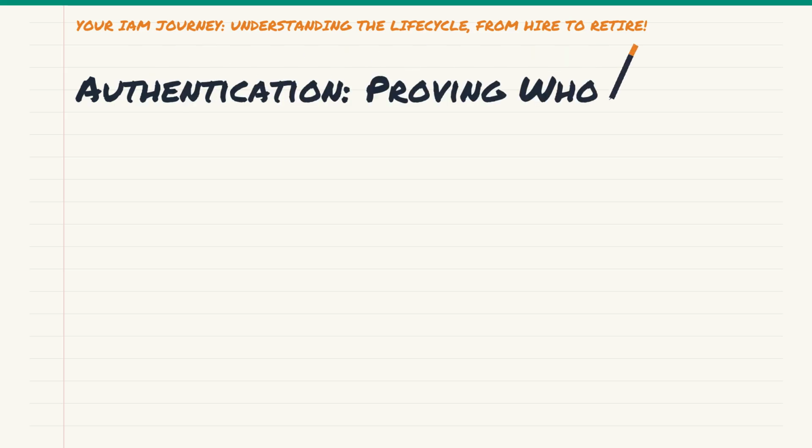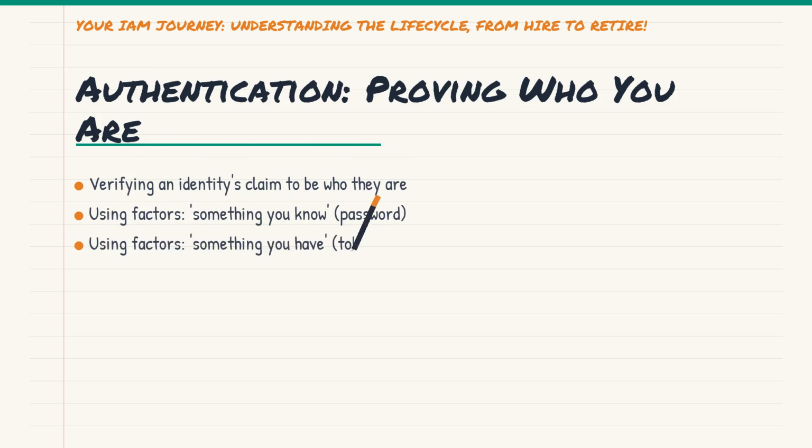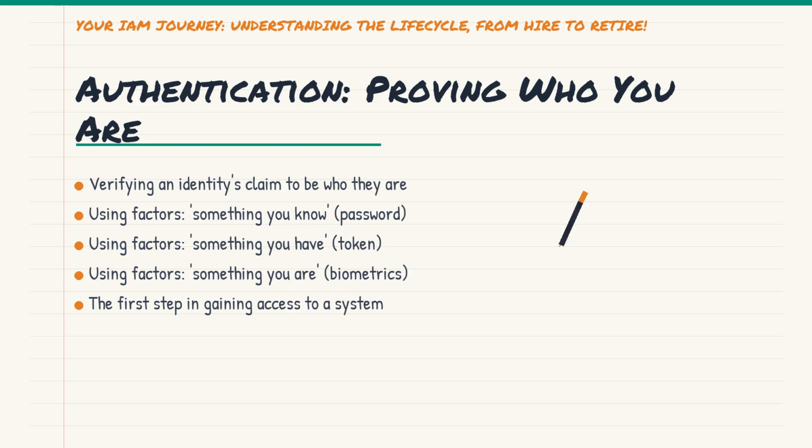The first part of enforcement is authentication. This is simply verifying that you are who you claim to be. When you log into your email with a username and password, you are authenticating. We commonly categorize authentication methods into 3 factors. Something you know, like a password or PIN. Something you have, like a phone with a one-time code or a smart card. And something you are, which includes biometrics like your fingerprint or face scan. We all use authentication every day, often without even thinking about it.